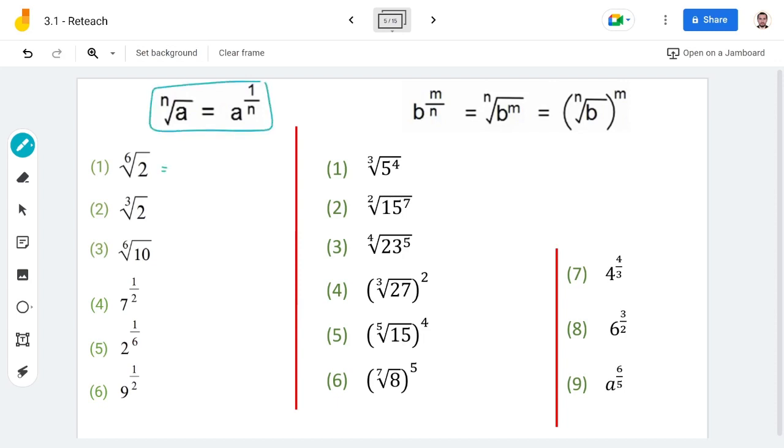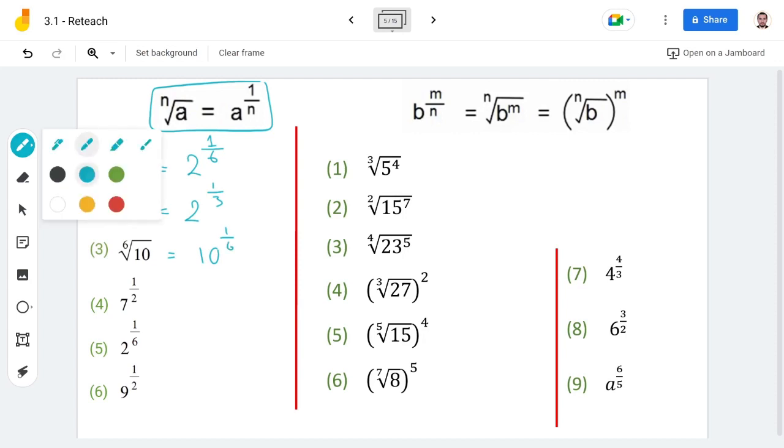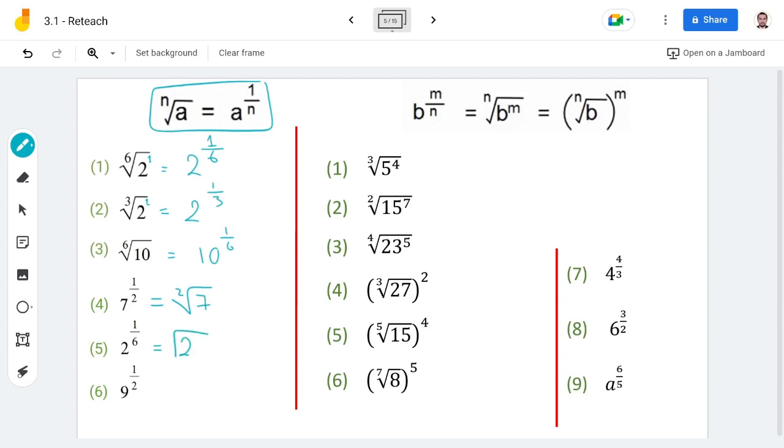So the first one here, it will be 2, because this one is 1 here, so it will be 1 over 6. This one here, it will be also 1 here, so 2, 1 over 3. Same thing here, 10, 1 over 6. Okay, for this one here, down, so it will be square root of 2, 7. Always the index should be in the denominator. If you look here, always the index will be in the denominator. Okay, so that's what you see here. We don't need to simplify. Just write the question as a radical.